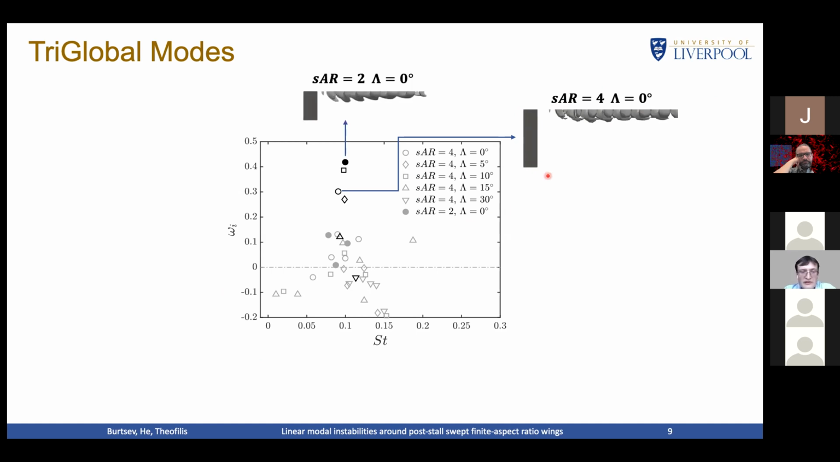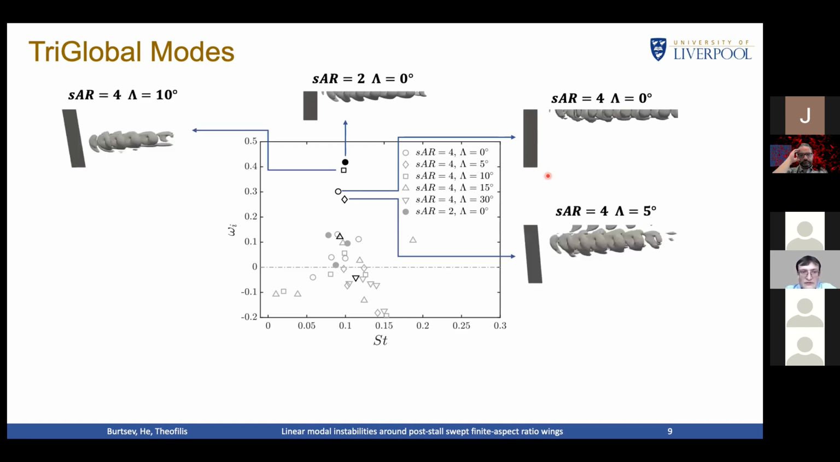For the shorter aspect ratio 2 wing, the mode is qualitatively similar but more amplified, and for a sweep angle of 5 and 10 degrees, the structure moved towards the tip, but qualitatively they are still reminiscent of the same mode on the unswept wing. We refer to this as the wake mode.